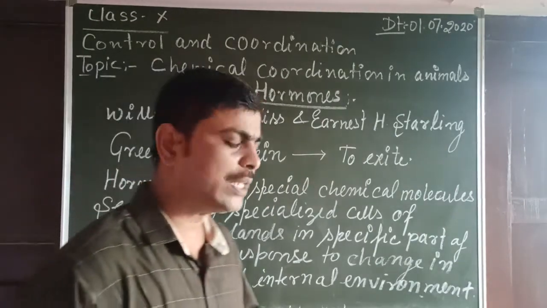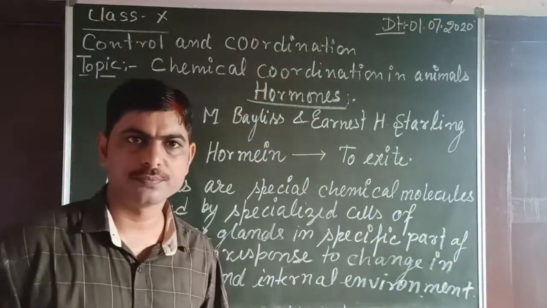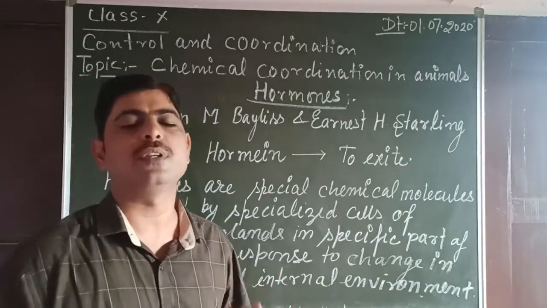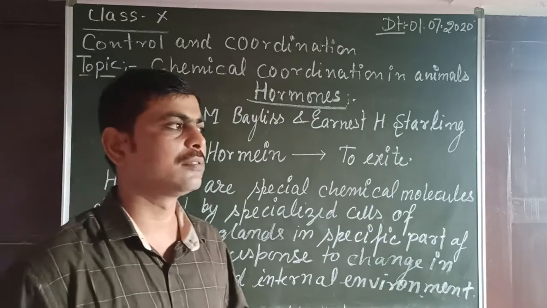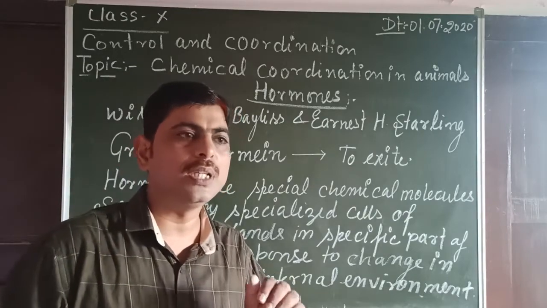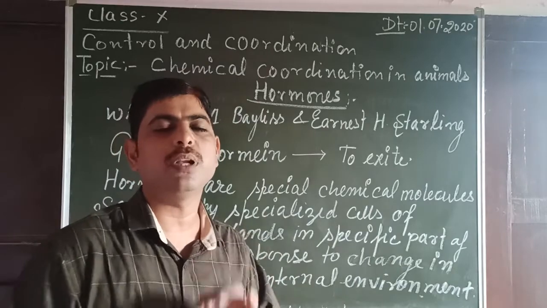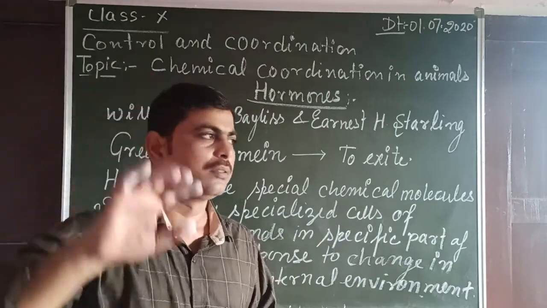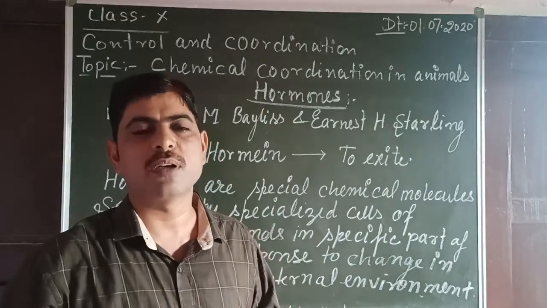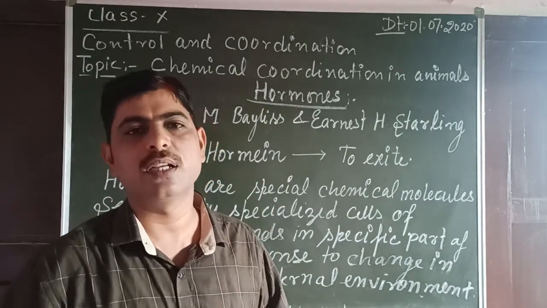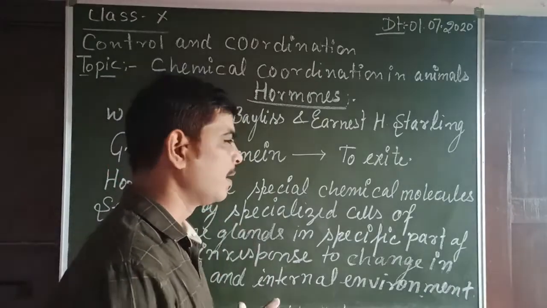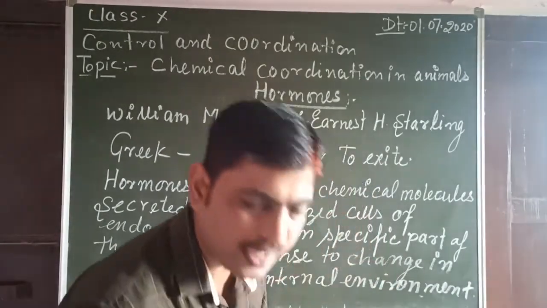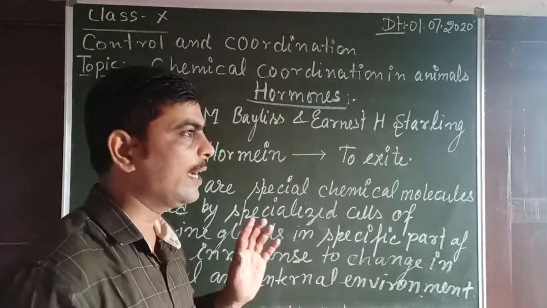Now, these hormones are released by ductless endocrine glands. Ductless glands are those glands that release their secretion directly into the blood. They are called ductless. In the next video, I will make you know the different types of glands: ductless glands, ducted glands, many more things. Okay. So ductless glands release their secretion directly into the blood.